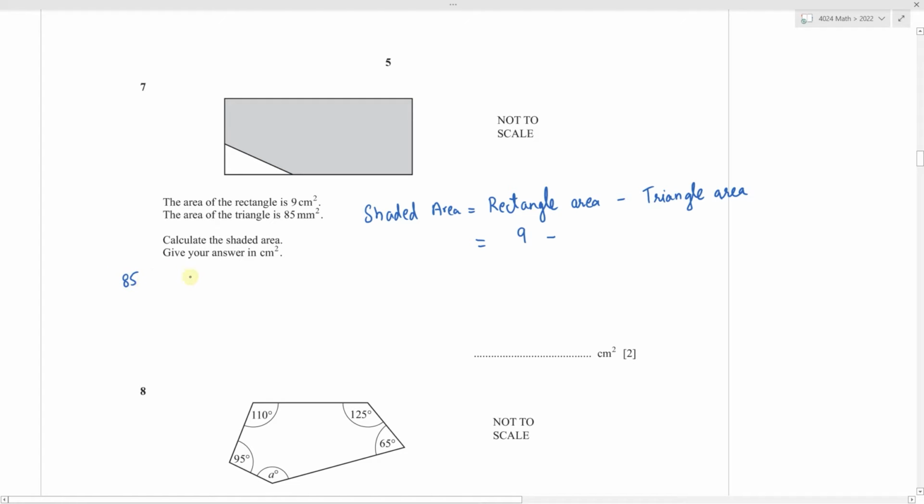So 85 millimeters squared will be 85. 1 centimeter is 10 millimeters. But since this is area, I will take 10 squared as well. So 1 centimeter is 10 millimeters, and 1 centimeter squared will be 10 squared, 100 millimeters squared. So this will be 85 divided by 100, which equals 0.85 centimeters squared. So this will be 9 minus 0.85. 9 minus 0.8 is 8.2, and then 0.05 more gives 8.15 centimeters squared, which is the shaded area.